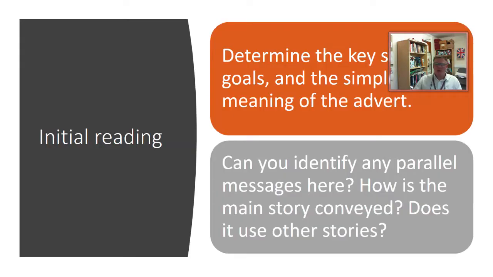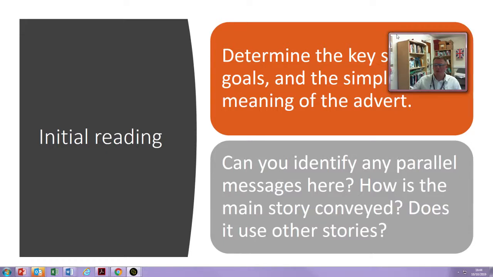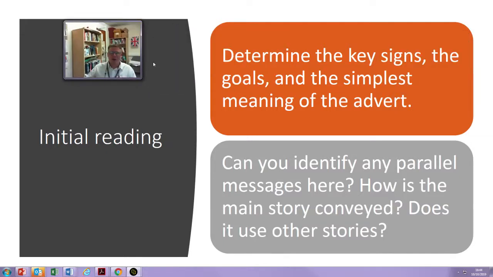Okay, so what I would ask you to do is work through a simple methodology. For an initial reading of the video, I'd ask you to determine the key signs, the goals, and the simple meaning of that advert. What message is that advert trying to convey? And then I want you to start thinking about, are there any parallel messages here? How is the main story conveyed? Does it use other stories?